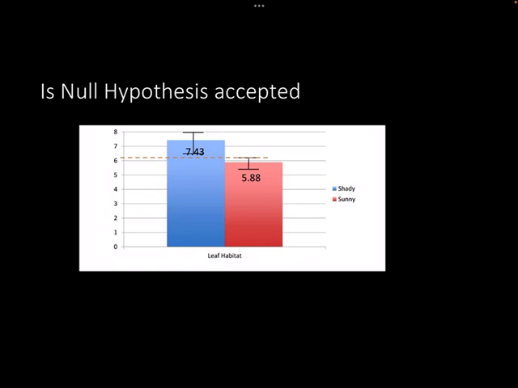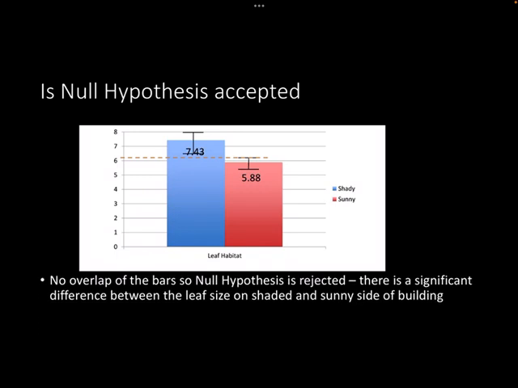So again, will we accept or reject the null hypothesis? Because there is no overlap, we will reject the null hypothesis. We would state that there is a significant difference at p equals 0.05 between the leaf size on the shaded and the sunny side of the building. So that is how we can do our 95% confidence limits.